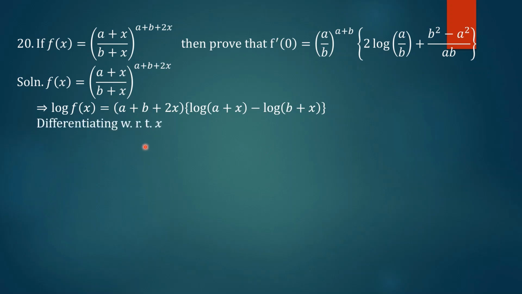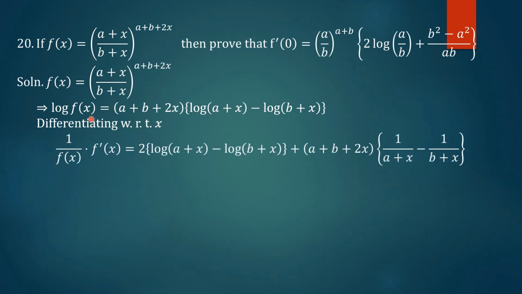So differentiating with respect to x, left hand side derivative will be 1 by f(x), 1 by f(x) derivative is f dash x, equals to this a plus b, this is a product function actually, a plus b plus twice x whole into this term. So differentiation of a plus b plus twice x is only 2, because a is 0, b is 0, twice x derivative is 2 only. Then whole into the term remaining same here, plus this term a plus b plus twice x will remain same into this part. It is derivative of log of a plus x is equal to 1 by a plus x, then minus log of b plus x derivative is 1 by b plus x.